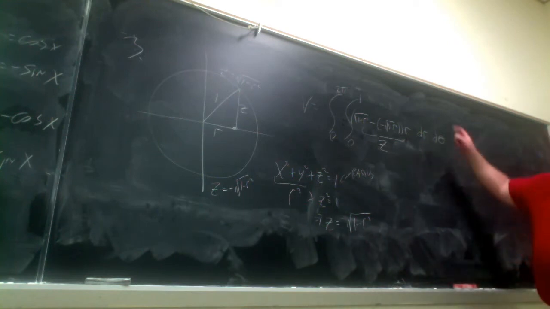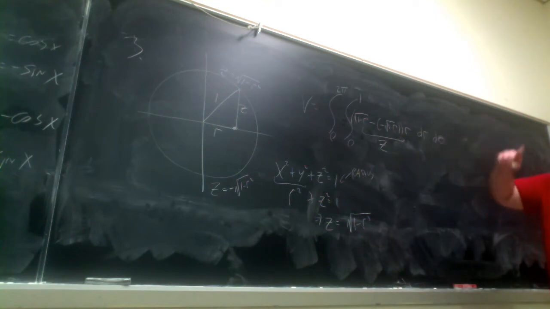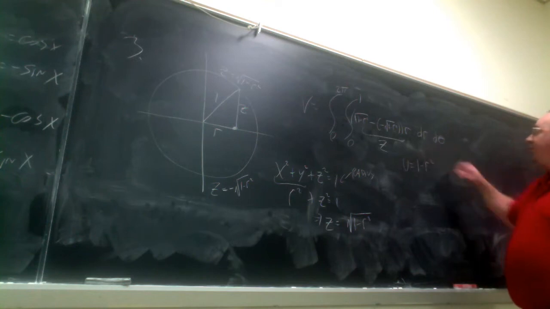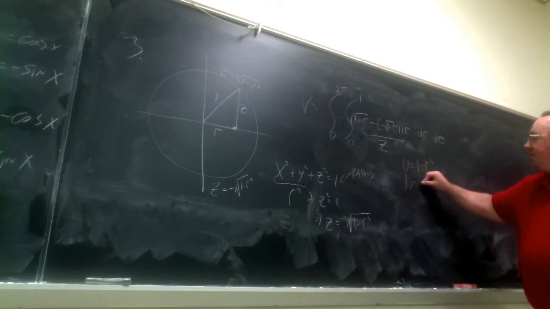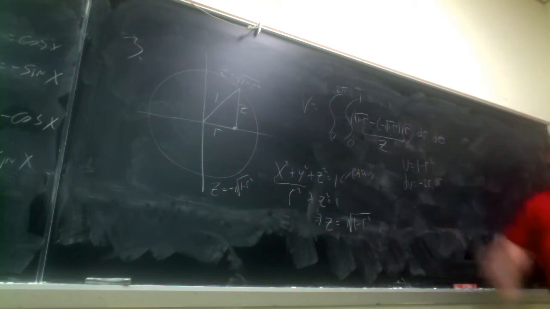And so this is set up, and then just like problem 2, you use a substitution. U is equal to 1 minus r squared, because then du is minus 2r dr, which gets rid of that r.